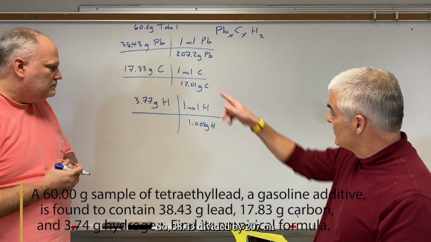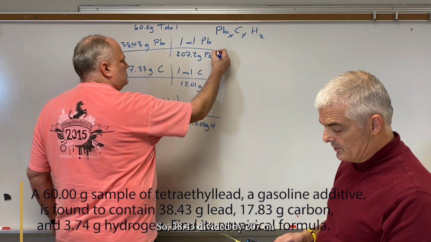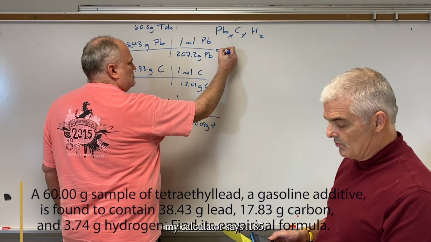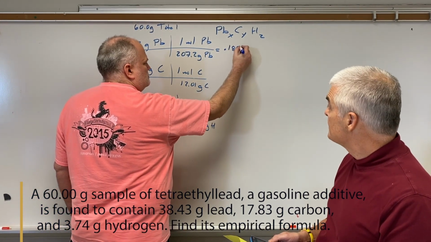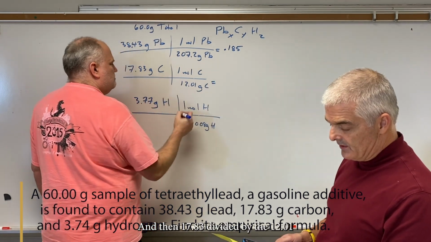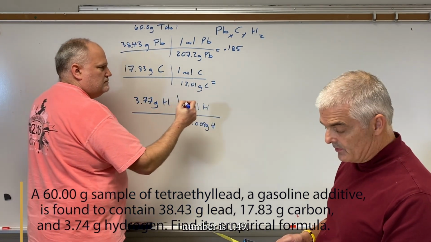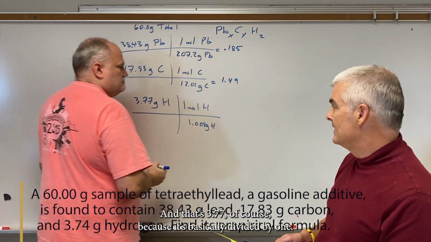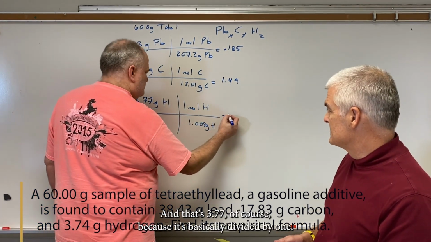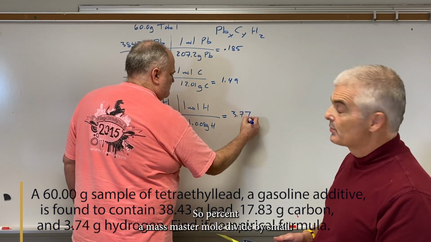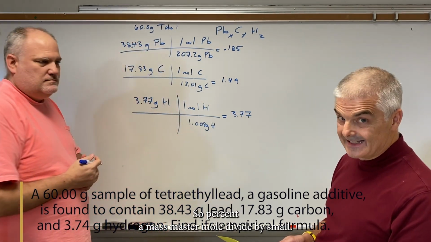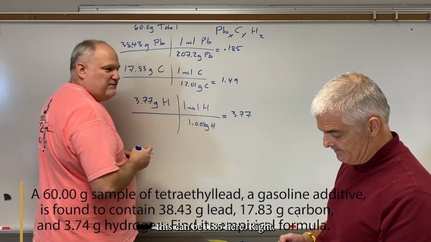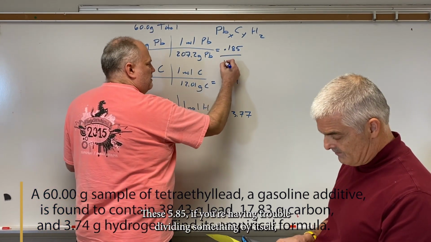All right, so 38.43 divided by 207 on my calculator says 0.185. Okay. And then 17.83 divided by the 12.01 number is 1.49. And that's 3.77, of course, because it's basically divided by 1. So percent to mass, mass to mole, divide by small. What's our smallest number? This is going to be 0.185 here, right? So we're going to divide all three of these by 0.185.